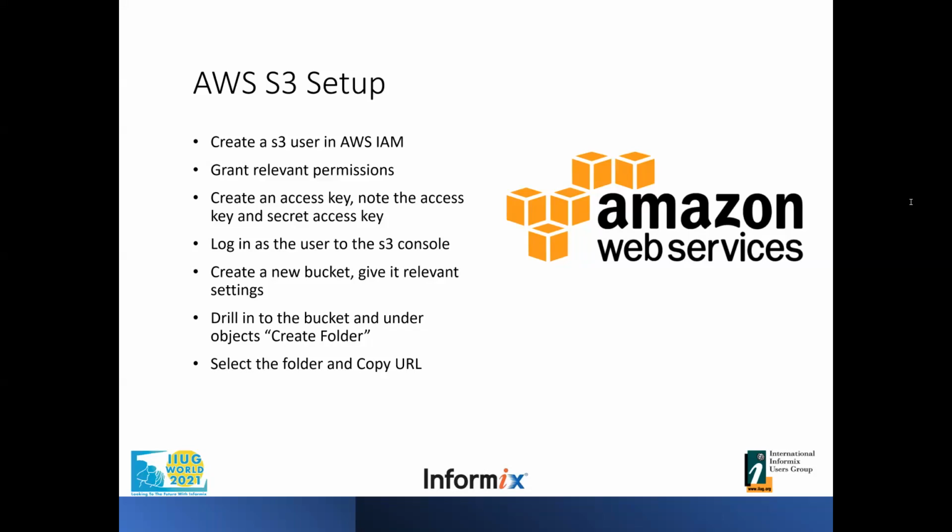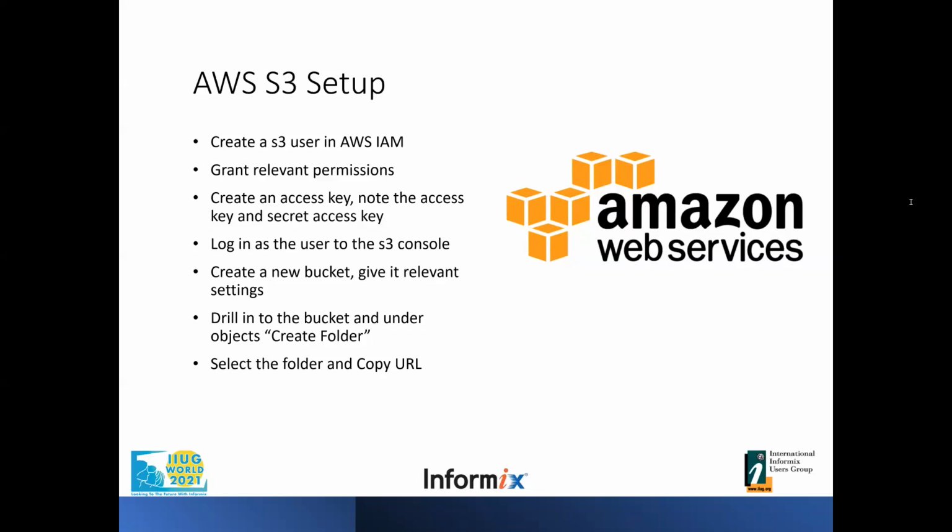So the next thing you do is on that new user account for the actual S3 user, you create an access key, which will also create a secret access key. Please write these down, copy them somewhere. You will need them later on. You log in as the user to the S3 console, so rather than logging in as your admin, you log in with this user. You then will create a new bucket. You go in and give it the settings. Do you want it encrypted? Do you want it logged? Whatever other options you've got there.